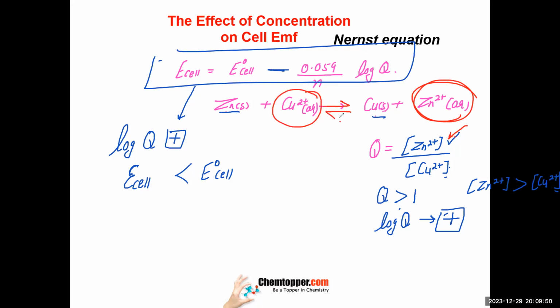Try to understand in terms of Le Chatelier principle also. If this concentration is more, then in which direction will the equilibrium go? Remember the Le Chatelier principle? The reaction will shift in the reverse direction because this is more. If it is going in the reverse direction, it means E cell is becoming less positive. The reaction is less spontaneous than what it was earlier.